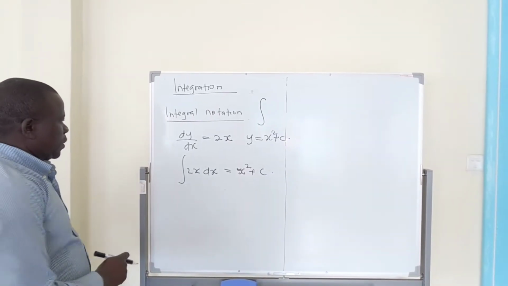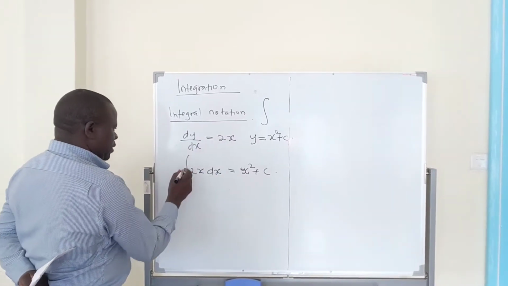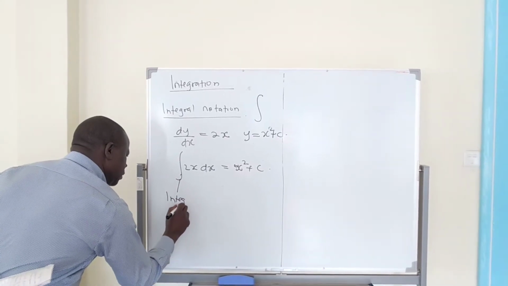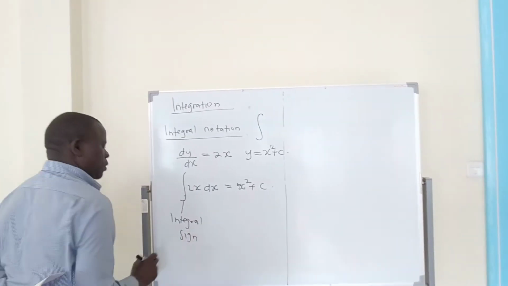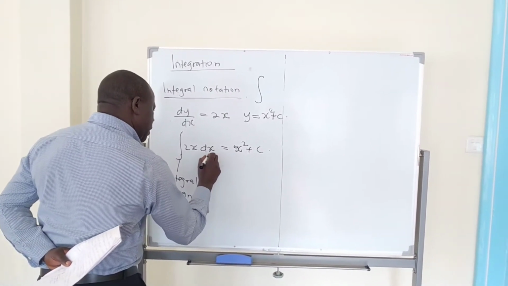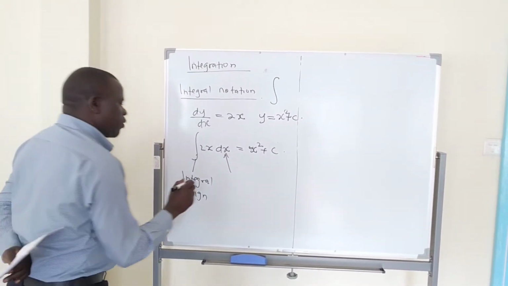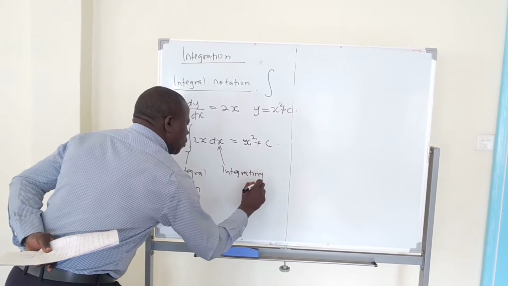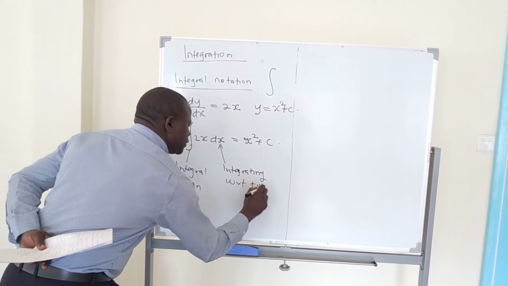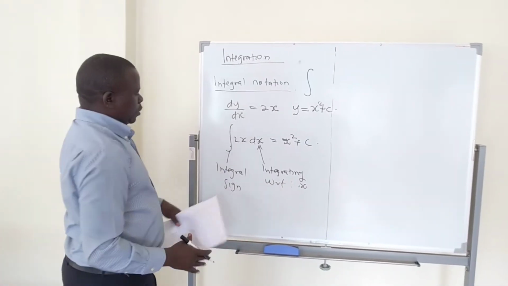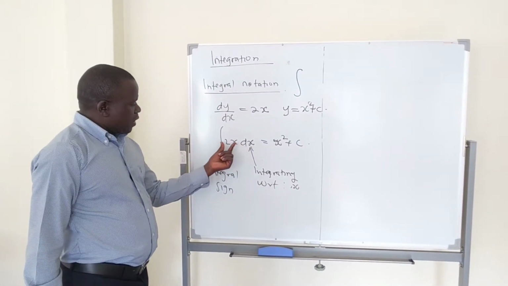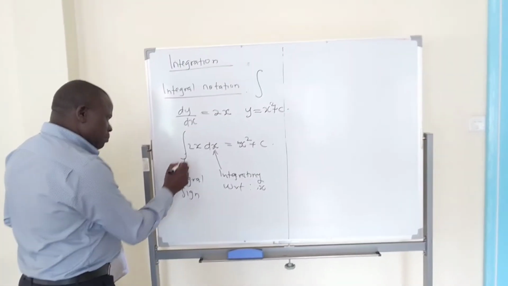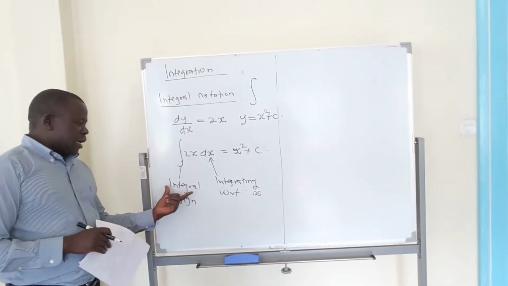Now, what does this one mean? Instead of using the word integrate, this symbol here tells us the meaning. We call this the integral sign. What about this part here? This part here, dx, means we are integrating with respect to x. So the x means I'm integrating this function with respect to x. That is what it means, where this symbol here stands for the integral sign.